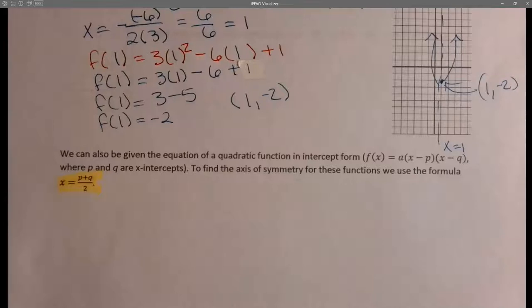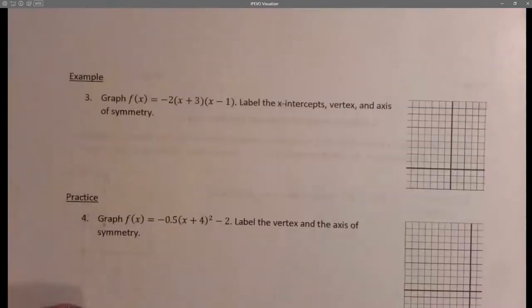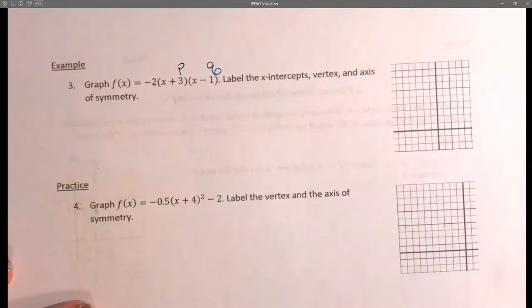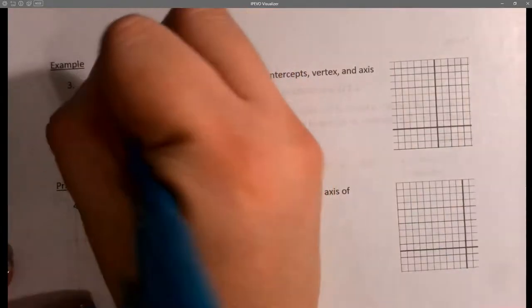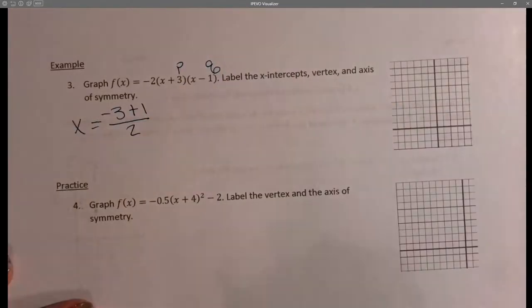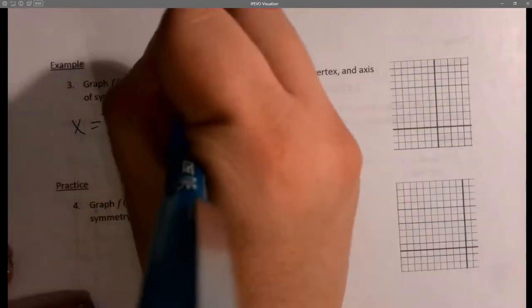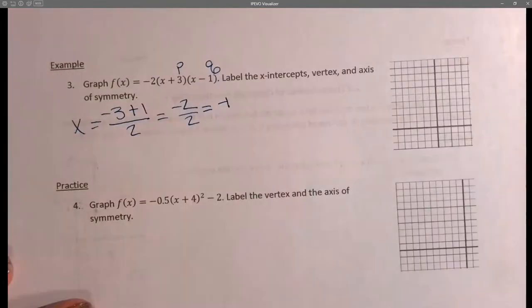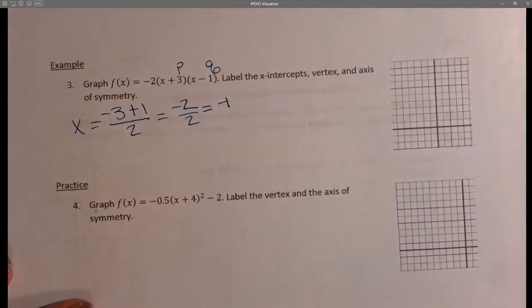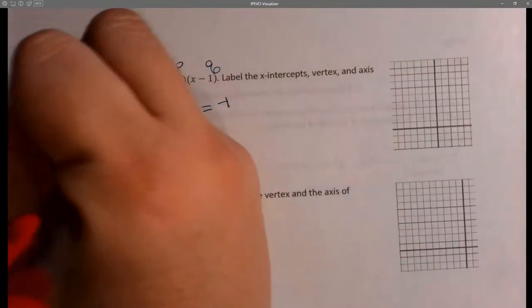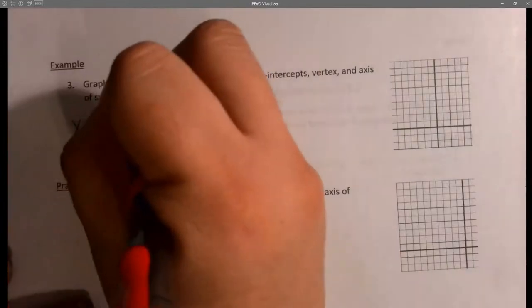And then just like before with number 2, I am going to plug into the equation to find my y value. So over here, this is my p value and this is my q value, but remember they're opposite signs. So I'm going to have -3 plus +1 divided by 2 for my x value of my vertex. This is going to give me -2/2, which gives me -1. Then I want to go ahead and plug that back into the equation. So just like before, I'm going to do the equation in red and the stuff I'm plugging in blue.